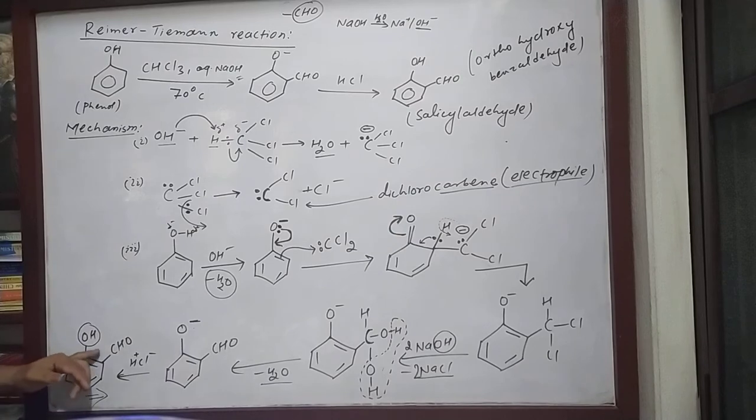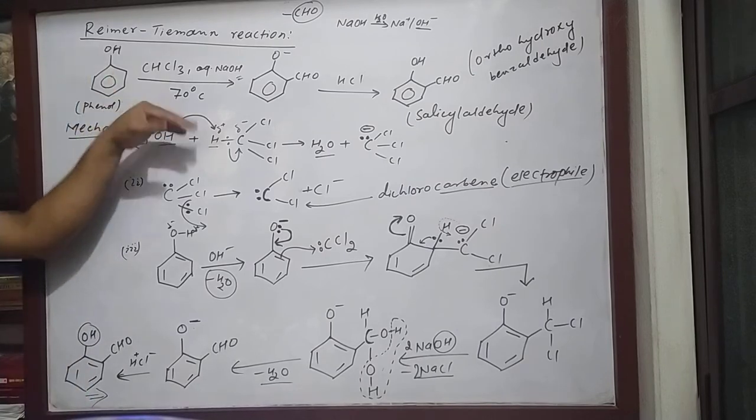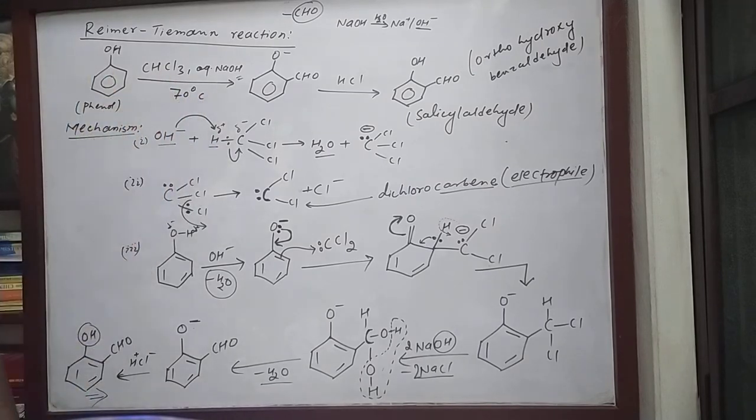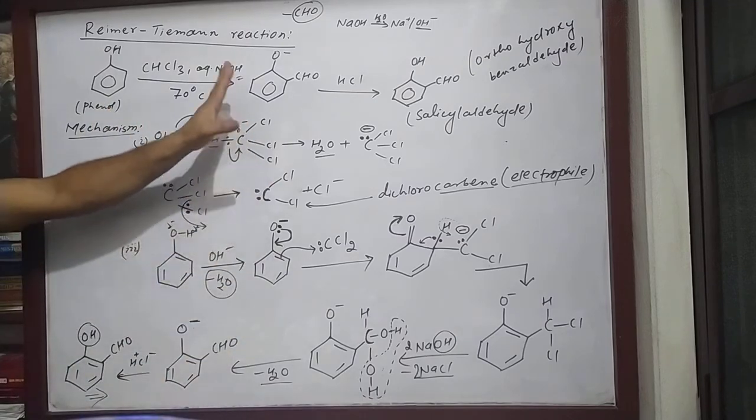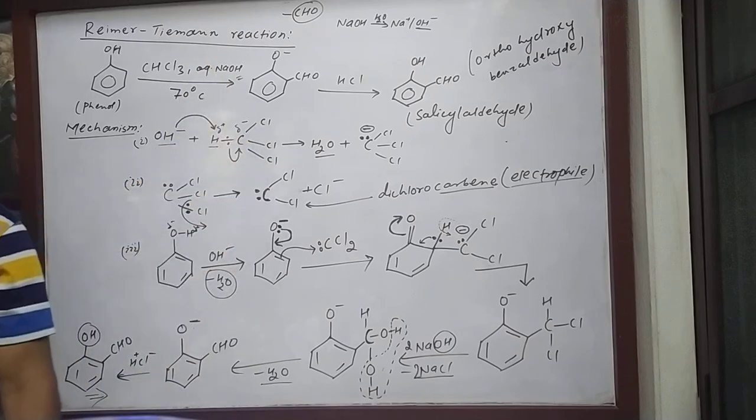This reaction also takes place at the para position, at ortho and at para. But which product is major? The ortho product is major and the para product is minor. This is the mechanism behind the Reimer-Tiemann reaction, and it is applicable for 12th class, BSc level as well as MSc level. The same mechanism is involved in the Reimer-Tiemann reaction.